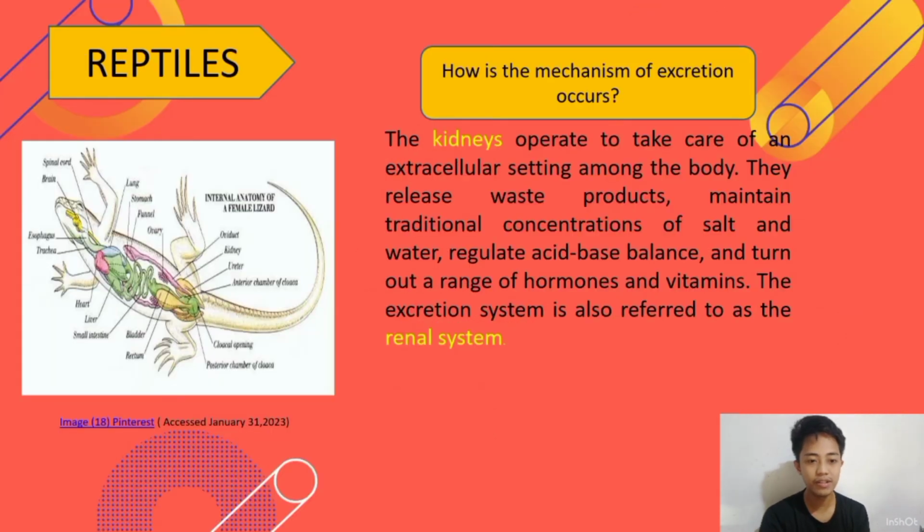So our next is the reptiles. Our example here is a lizard. It is the internal anatomy of the female lizard on the left side of our presentation. So how does the mechanism of excretion occur? The kidneys operate to take care of the extracellular setting within the body. They release waste products, maintain traditional concentrations of salt and water, regulate acid-base balance, and turn out a range of hormones and vitamins. The excretion system is also referred to as the renal system.